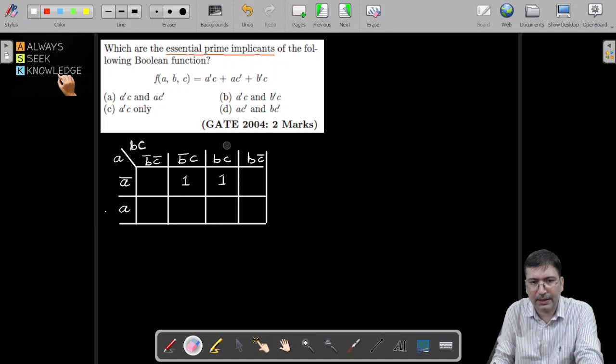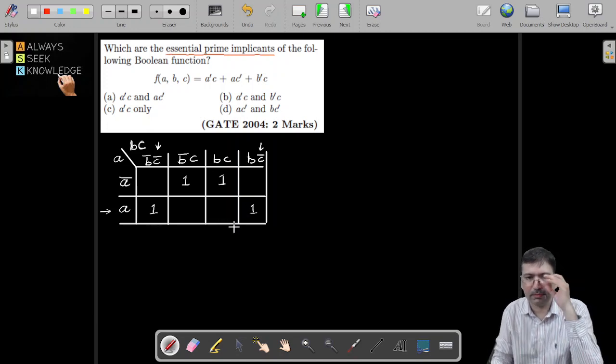So I'm again highlighting the rows. So A is here and C bar is present in this row as well as here. So that means this place will be high and this place will also be high, right?